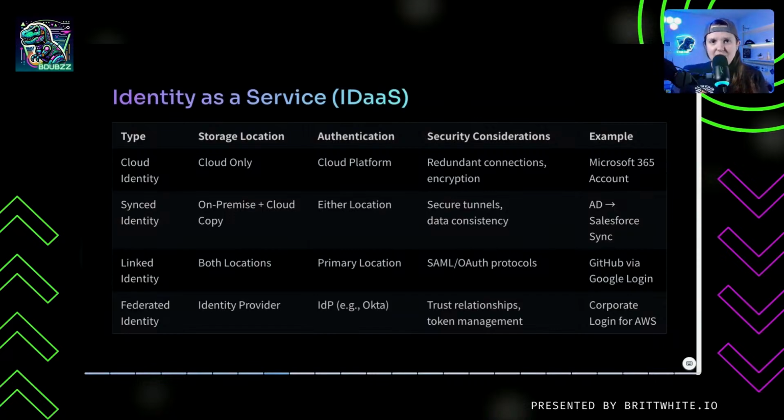Cloud identity works best for cloud-native organizations, while synced identity helps traditional businesses move to the cloud. Linked identity provides flexibility when users need both local and cloud access. And federated identity simplifies access management across multiple applications. All of these identity-as-a-service options make managing identities simpler.